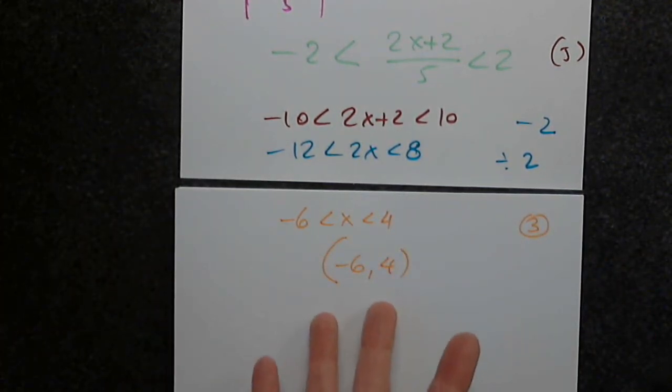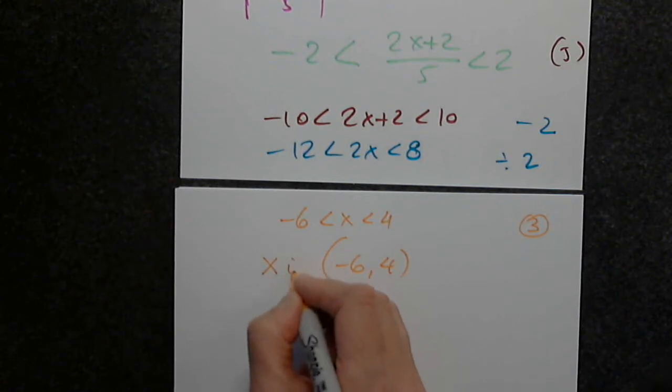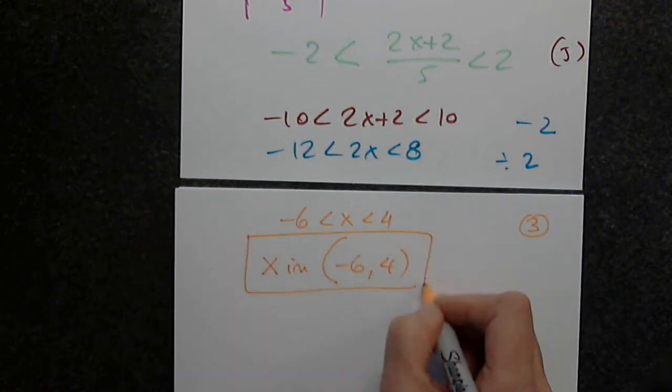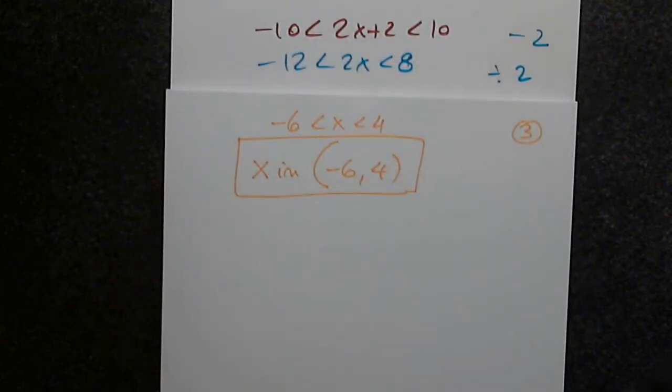Since this looks like an ordered pair, I highly recommend writing "x is a real number in the interval." So everyone is in the clear and understands that this is not an ordered pair, x comma y, but the answer to something else.